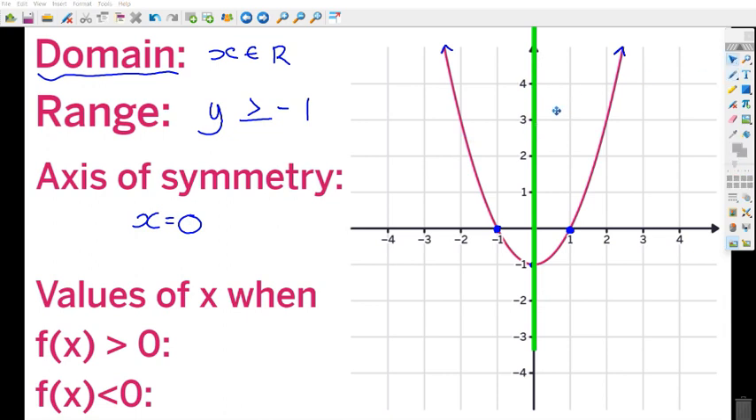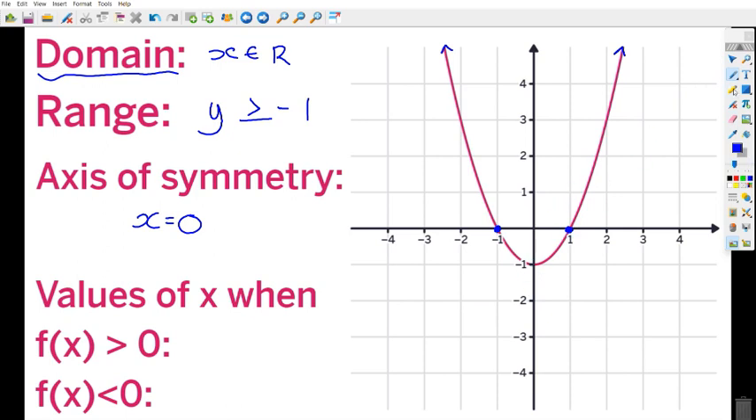Now let's revise this again. Let me take my ruler away. f(x): find the values of x where f(x) is greater than 0. When I'm saying f(x) is greater than 0, what am I looking for? Where my graph is above the x-axis. Firstly, I need to go and find my x-intercepts. There's one. My graph cuts the x-axis there, and my graph cuts the x-axis over there. Can you see that?